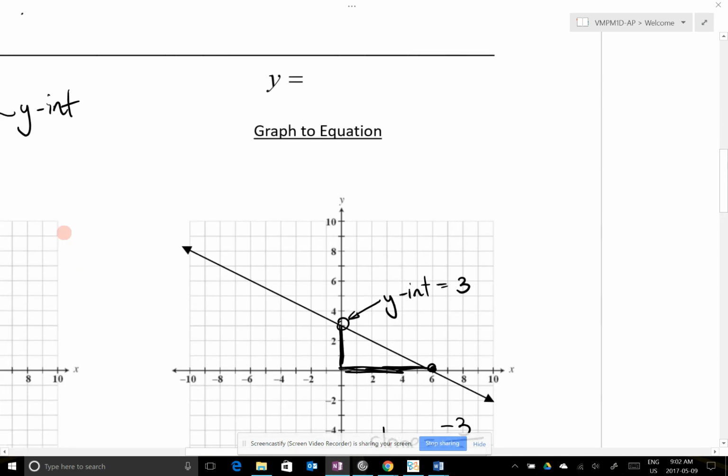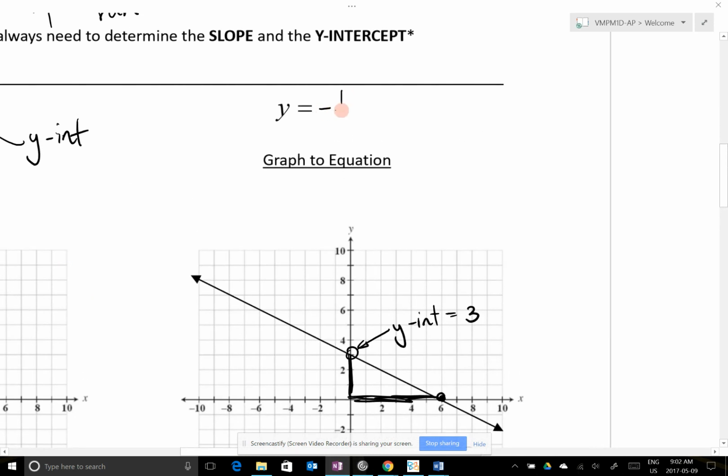So my equation is going to be y equals my slope, negative 1 over 2, multiplied by x, and then add my y-intercept. So y-intercept is positive 3, so it's going to be plus 3. And there's my equation.